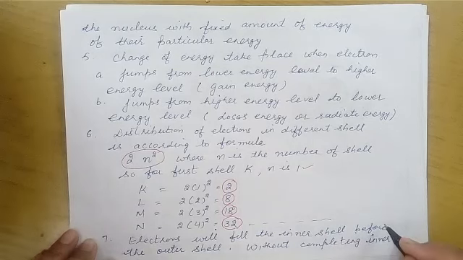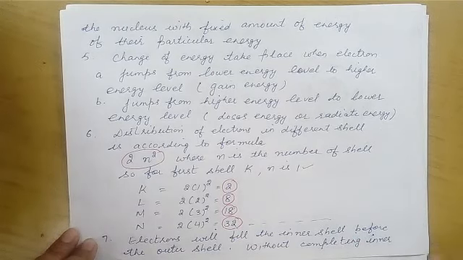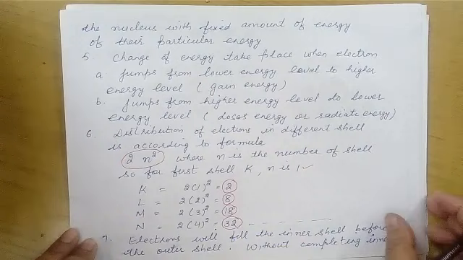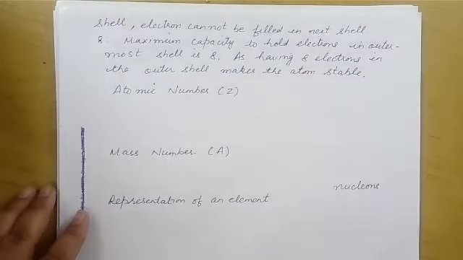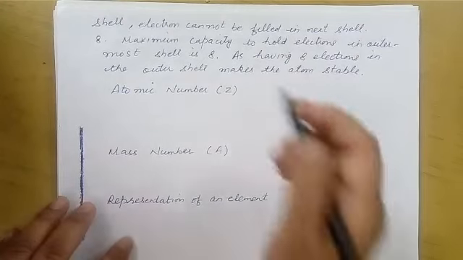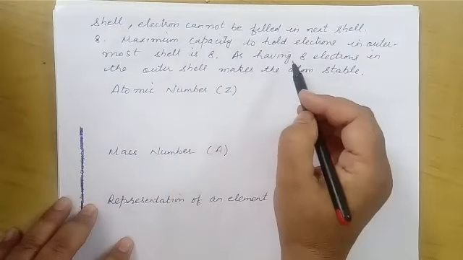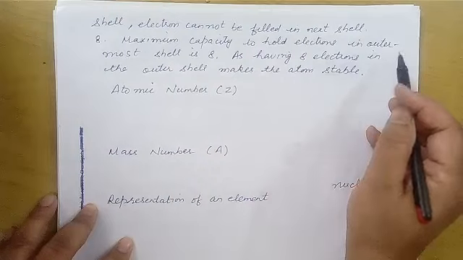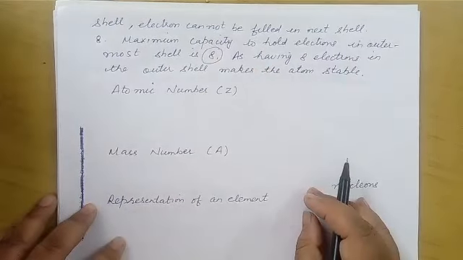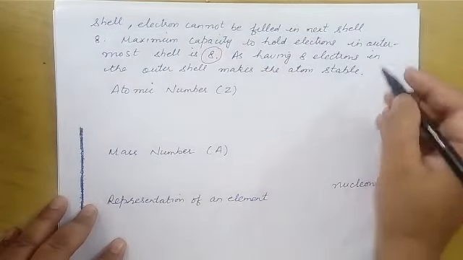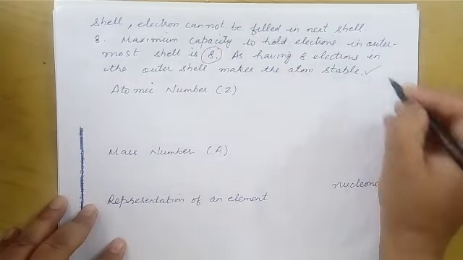Electrons will fill the inner shells before filling the outer shell. Without completing a shell, electrons cannot be filled in the next shell. And the last point, the maximum capacity to hold electrons in the outermost shell is 8. Having 8 electrons in the outermost shell makes an atom stable.